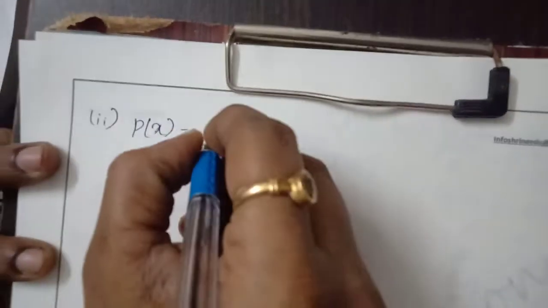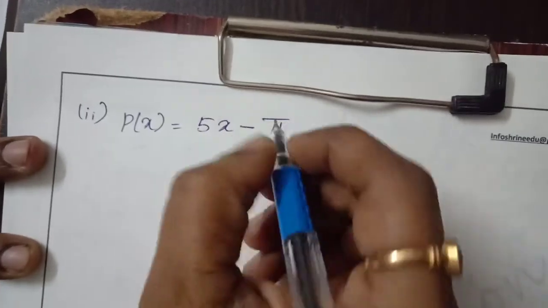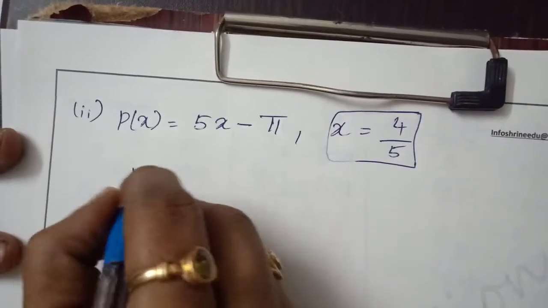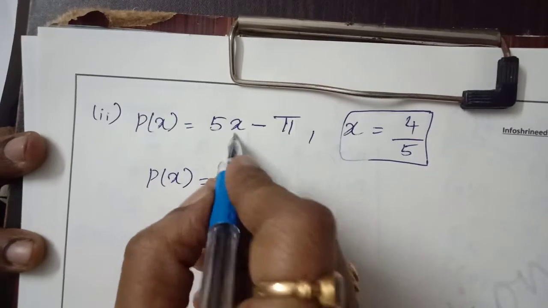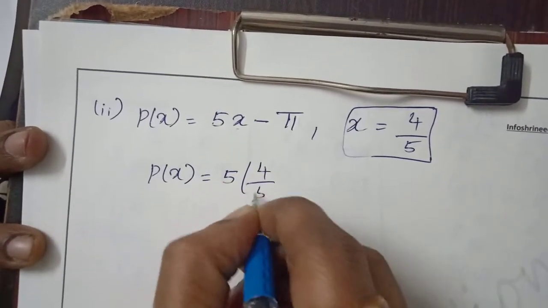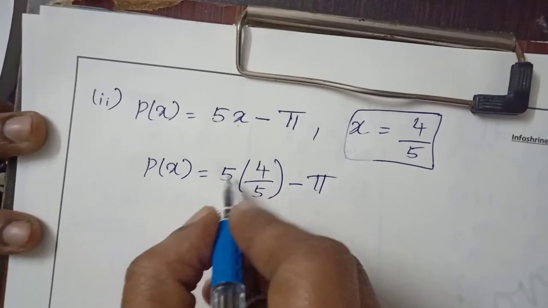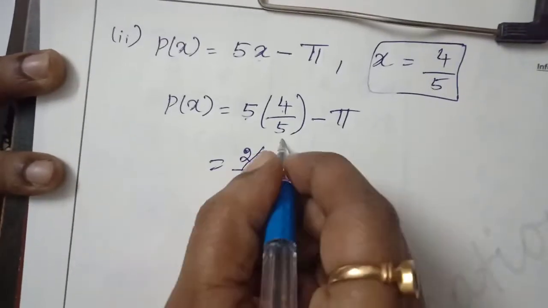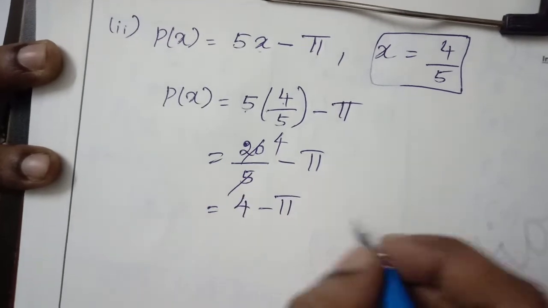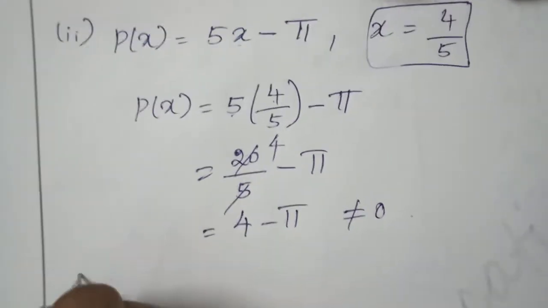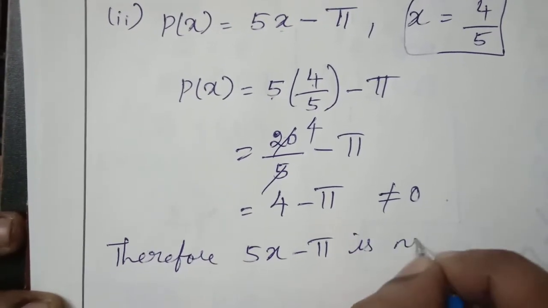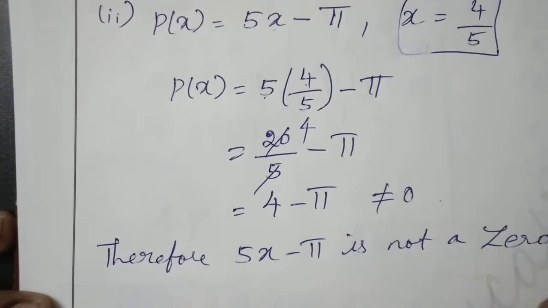Now the second sum. The second one is P of x is equal to 5x minus pi, and the x value they have given is 4 by 5. So P of x is equal to 5 times x, x is 4 by 5, so 5 into 4 by 5 minus pi. So 5 into 4 is 20 by 5 minus pi. If we cut, it will be 4. So it is 4 minus pi. Therefore it is not a zero. Therefore 5x minus pi does not have this zero.